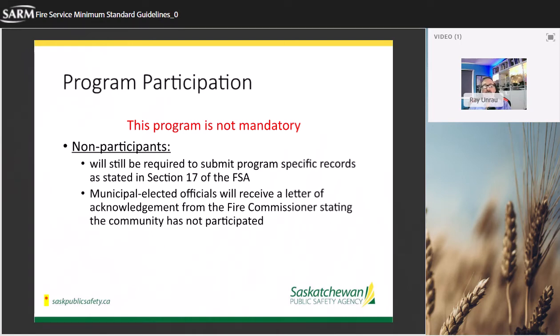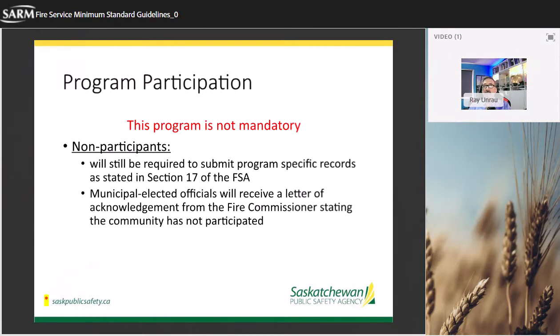So non-participants, aside from submitting your declaration form in October 2023, based on Sections 6 and 17 of the Fire Safety Act, that's what we're requesting. After that, if you've chosen not to participate, you'll receive a letter of acknowledgement that you're not participating, and that's really where it is.